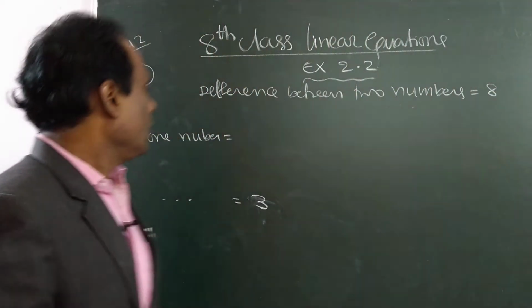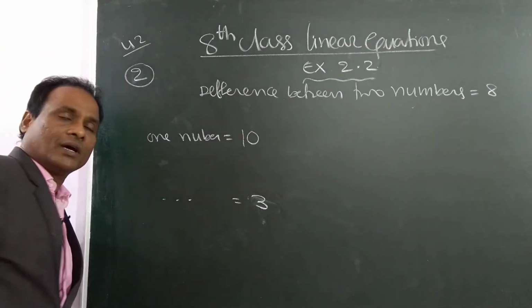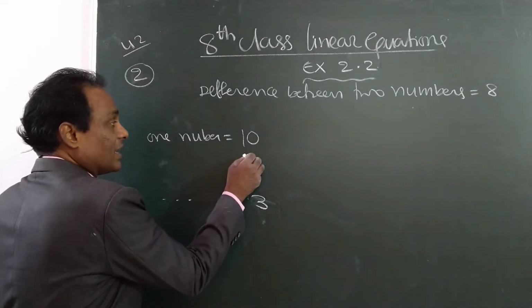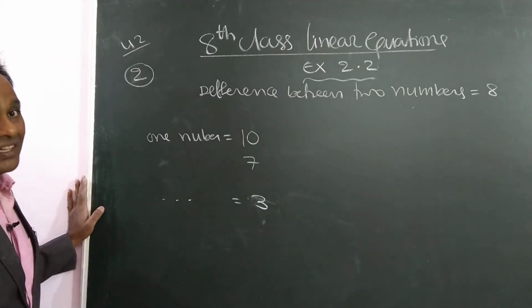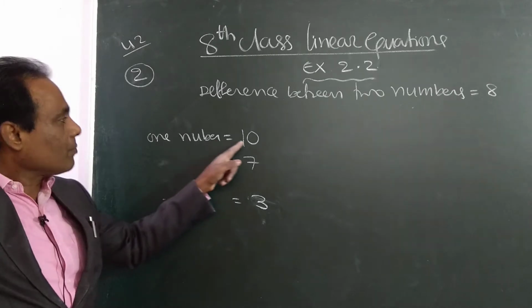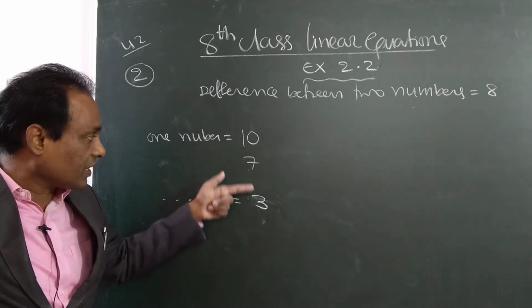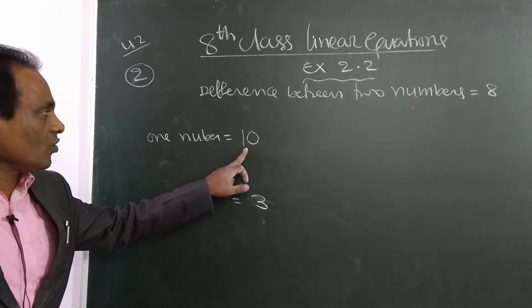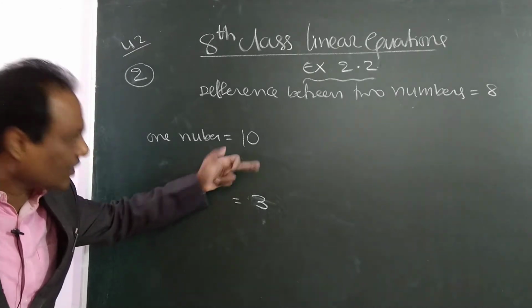See here. Difference between two numbers is 3. One number is say 10. What is the other number? Difference is 3 means if one number is 10, the other number will be 7, because the difference should be 3. Difference means minus. So the other number will be 10 minus 3, that is 7.